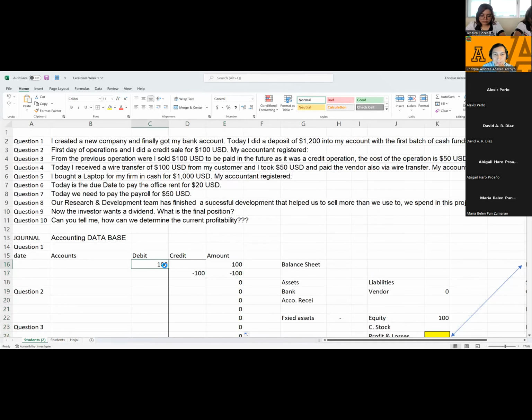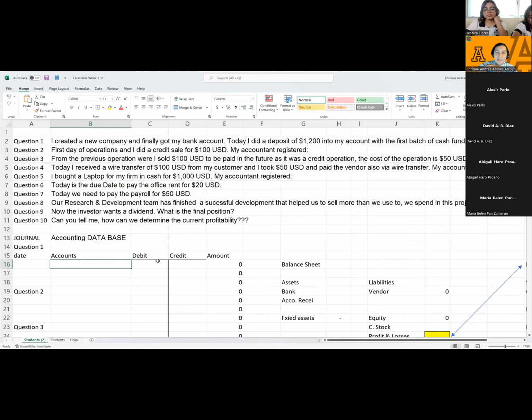Okay, so let's go, guys. The first example: I created a new company and finally got my bank account. Today I deposited $1,200 US. How would you define that record? What I'm teaching you right now is how to do the booking process, the accounting records. This is how all the accountants do it. Obviously in a system, but this is how they do it.